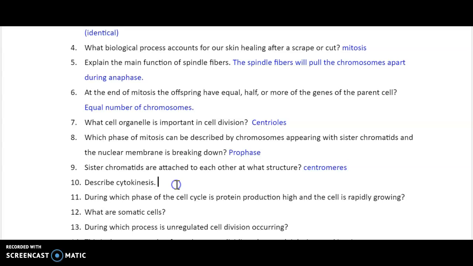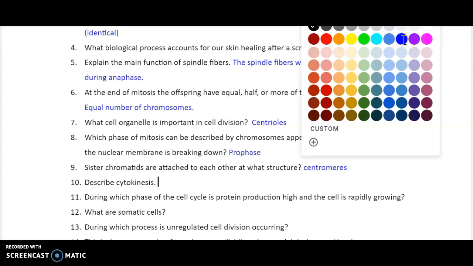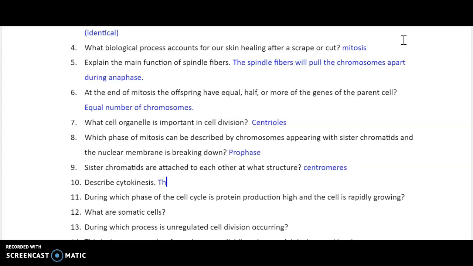So cytokinesis. Cytokinesis is talking about the cytoplasm. So cytokinesis is the splitting of the cytoplasm as the cell divides. Splitting of the cytoplasm, cytokinesis.